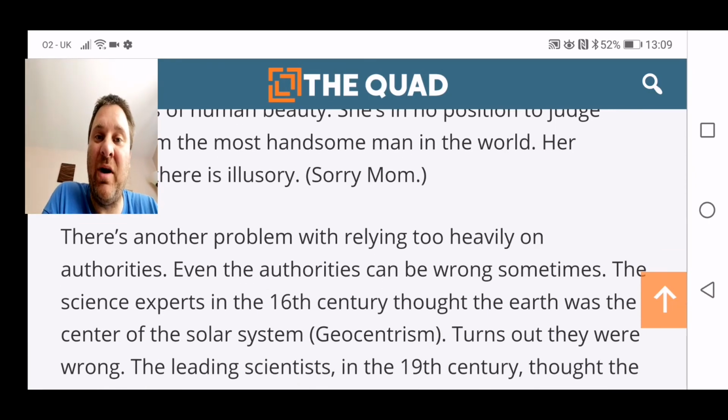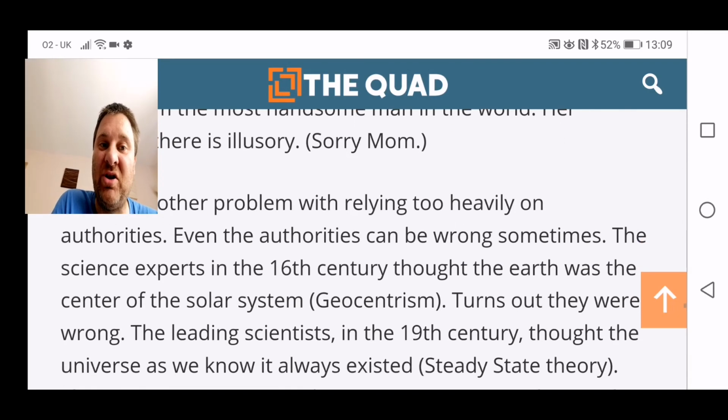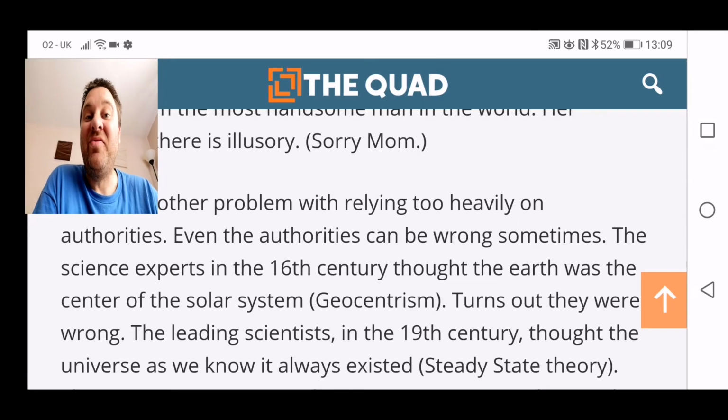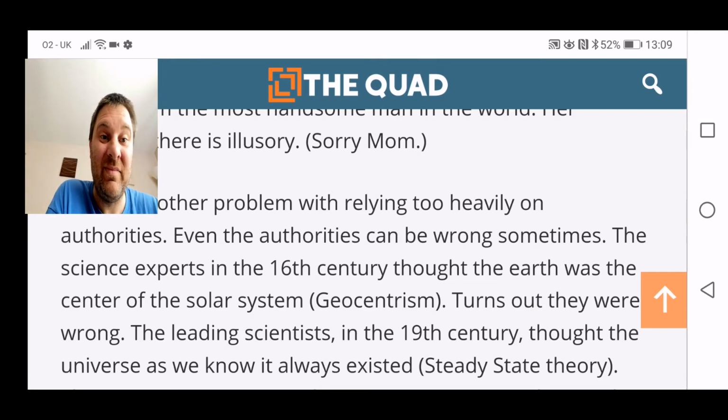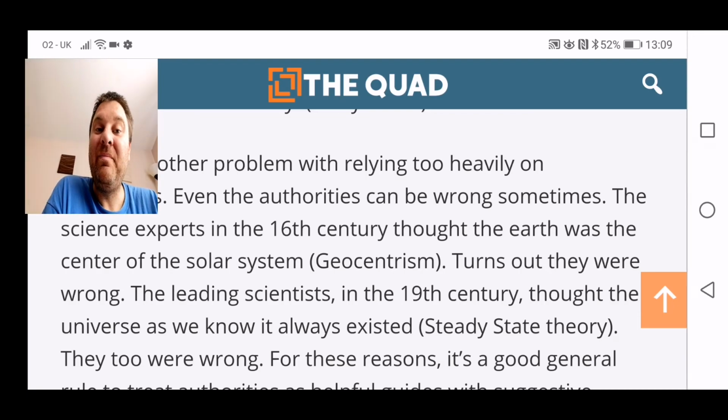There's another problem with relying too heavily on authorities, when even the authorities can be wrong sometimes. The science experts in the 16th century thought the Earth was the centre of the solar system, geocentrism. Turns out they were wrong. That's your opinion, whoever wrote this. And how would you know that? Yeah, how do you know the scientists were right back in the 16th century and now they're wrong? Turns out they were wrong, apparently. I don't think that at all, but that's what this person who wrote this thinks. The leading scientists in the 19th century thought the universe, as we know it, always existed. Steady state theory. They were wrong too.